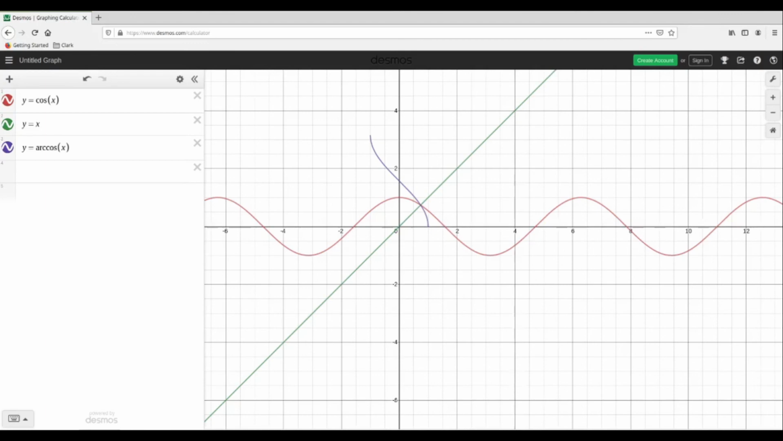So I encourage you to do this for the cosecant, so arc cosecant, arc secant, and arctangent as well, so you can get a feel for what these inverse functions look like, and how to graphically get what the function is and what it's saying about the relationship between the original function and the inverse function.